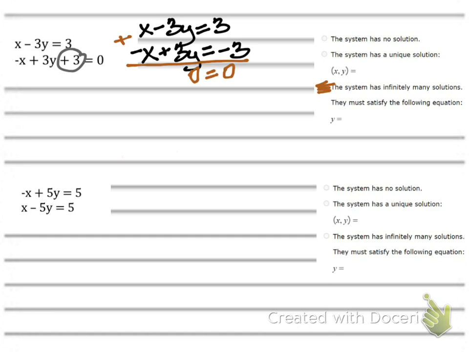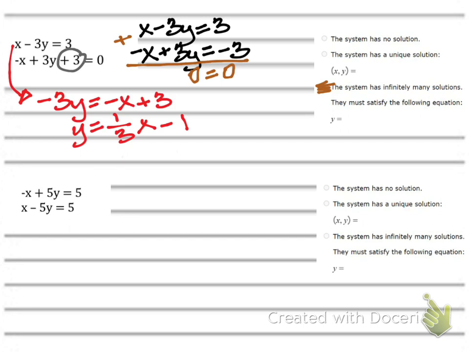Okay? And so now what we need to do is solve one of the equations for y. Doesn't matter which one, I'll just pick the top one. If I'm going to move the x, I would have negative 3y equals negative x plus 3. Dividing everything through by a negative 3, y is positive 1/3 x minus 1. So infinitely many solutions of the equation y equals 1/3 x minus 1.